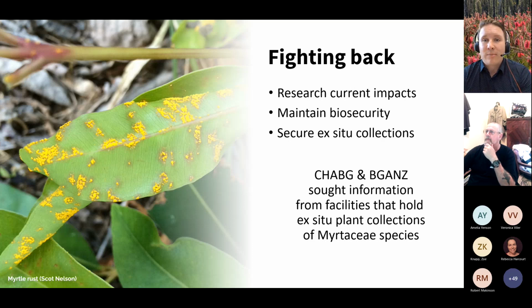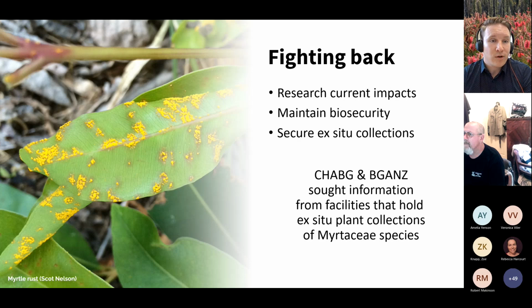And that last point is why I'm here today. So species that are secured in ex situ or off-site collections have really important databases that contain some crucial information. And CHARBAG and BCARM sought that information to create the first countrywide stocktake of Myrtaceae insurance populations. And that's to see how many species we're currently working on and where our gaps are for future conservation work.